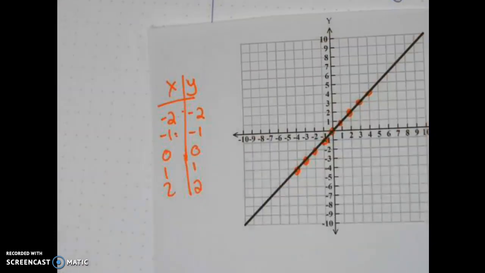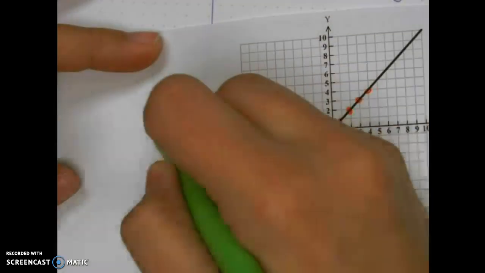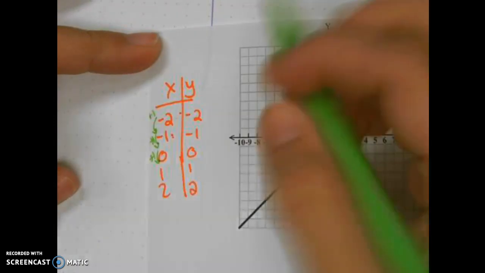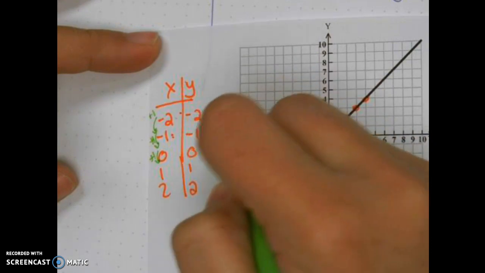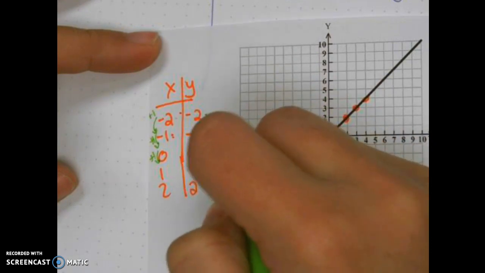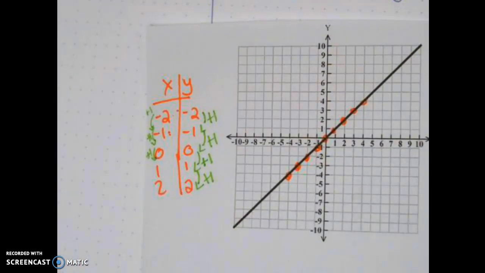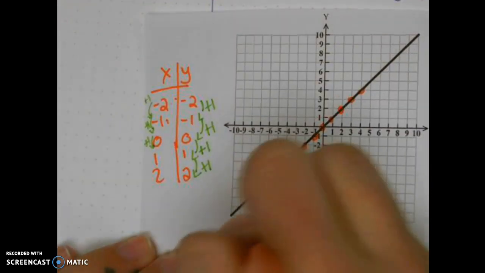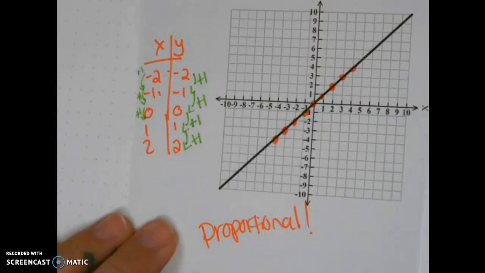So this is increasing on the x, plus 1, plus 1, plus 1, and so on. This over here is increasing with a plus 1 because we're taking away 1. Or sorry, giving 1. Okay, so this graph is proportional. Woo! Easy peasy lemon squeezy, right?